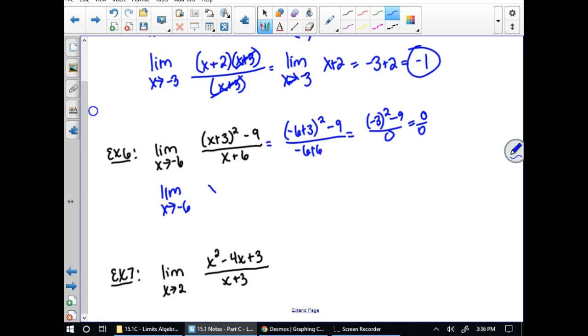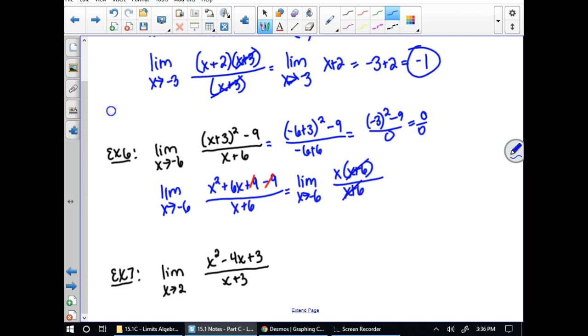x plus 3 squared is x squared plus 6x plus 9, minus 9, over x plus 6. So these 9's right here can cancel. And once they do, that gives us x squared plus 6x over x plus 6. In that numerator, I could factor out an x. So I'm going to say the limit as x approaches negative 6 of x times x plus 6 over x plus 6. And so here, the x plus 6 is canceled. You just have the limit as x approaches negative 6 of x. So you just plug in negative 6 for that x, and you get negative 6 as your answer.